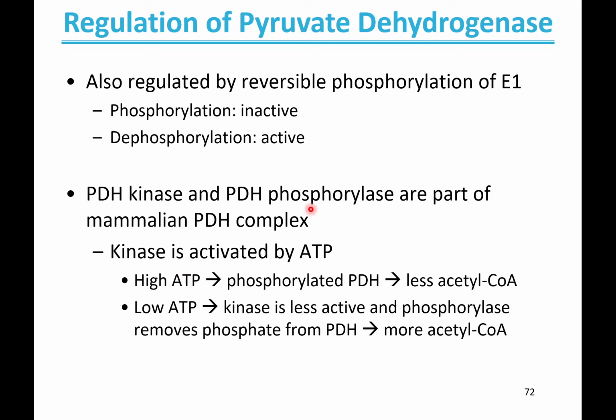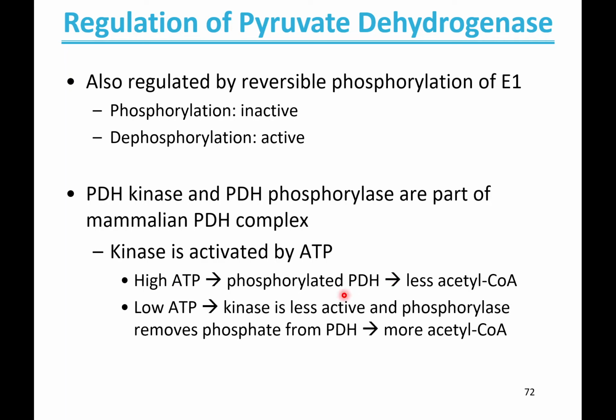Pyruvate dehydrogenase, as we mentioned before, is also regulated by the reversible phosphorylation of the E1. When it's phosphorylated, it's inactive. When it's dephosphorylated, it's active. And the pyruvate dehydrogenase kinase and phosphatase are part of this complex that act to regulate it. The kinase is activated by ATP.